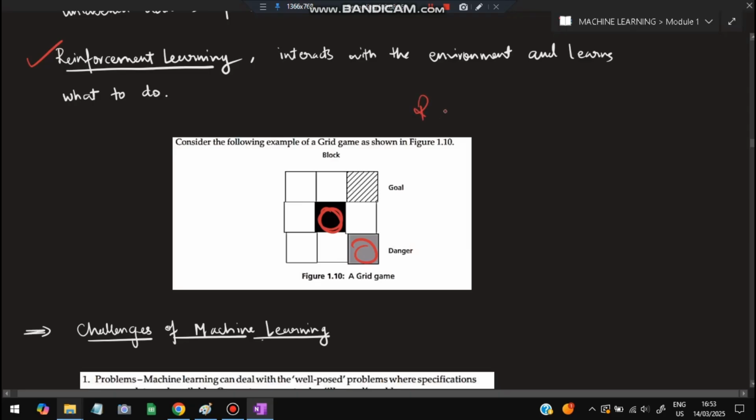Okay, here there will be two things: the reward and the punishment. The punishment has to be reduced and the reward has to be increased. So reinforcement learning works on that principle.